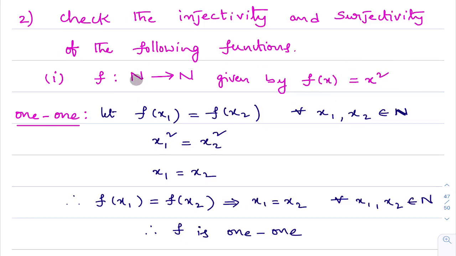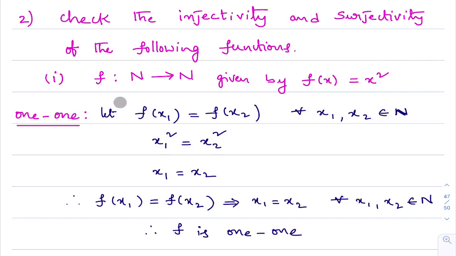F of 5 is 5 square. 5 square is 25. F of 5 is 25 means the image of 5 is 25. So the image of 3 is 9, the image of 5 is 25. That means different elements are having different images.